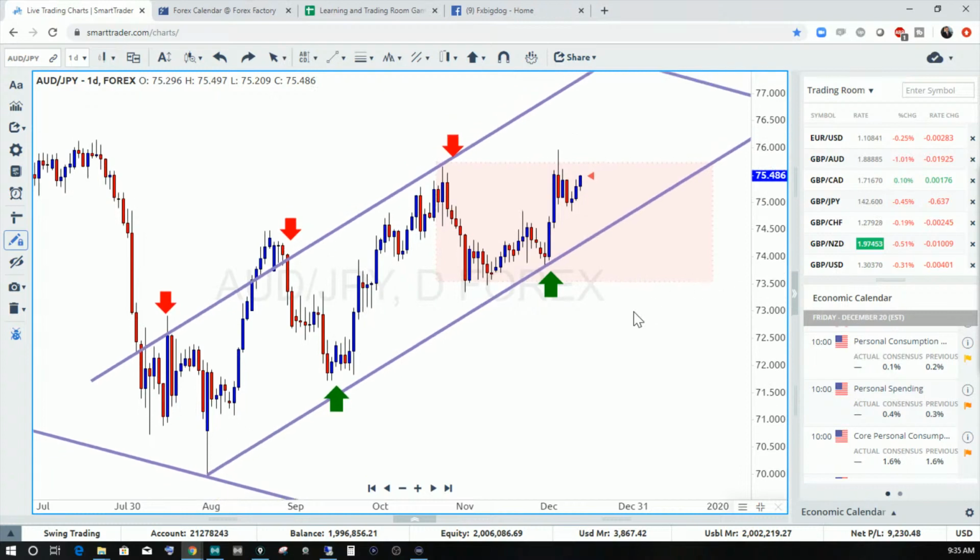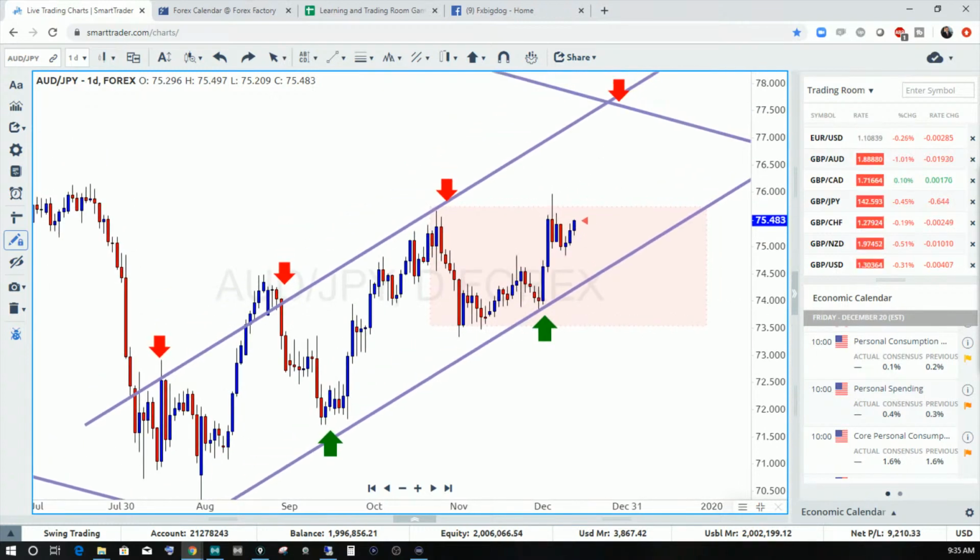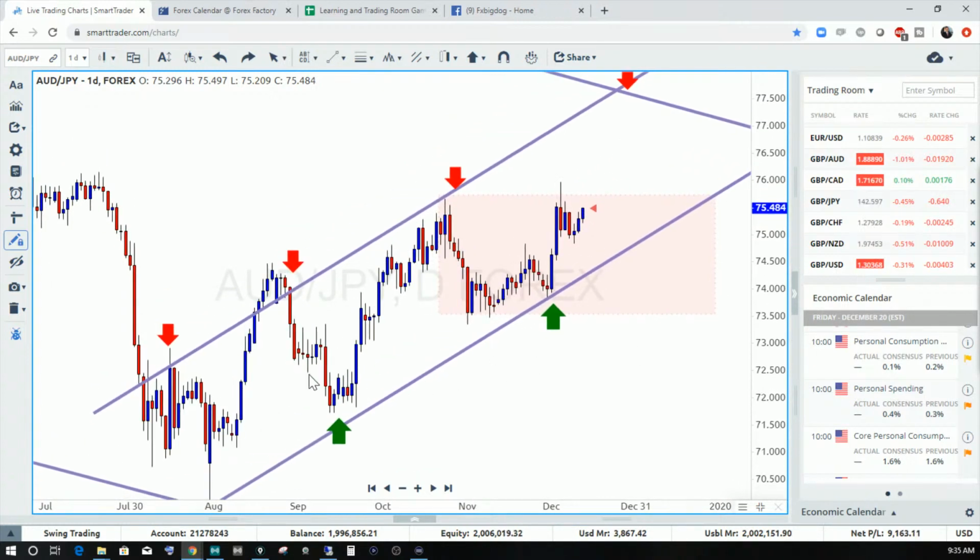You can see that the trend is super strong right now, in the sense that we've got a bullish uptrend, and the channel is currently holding.